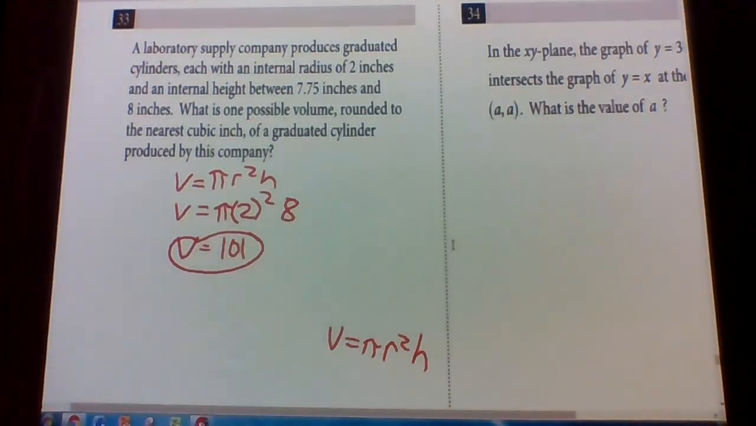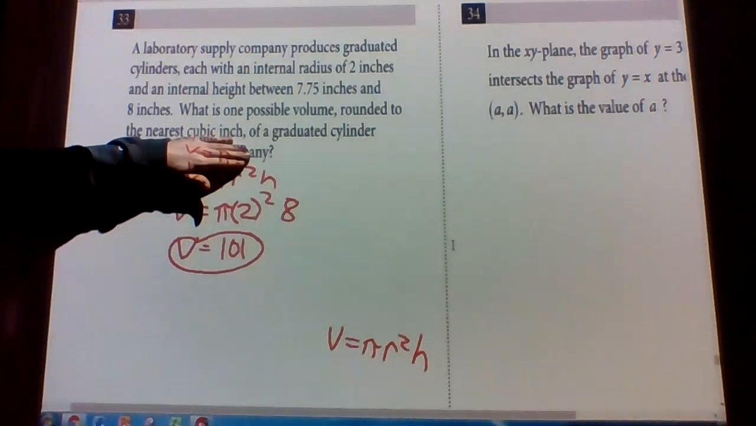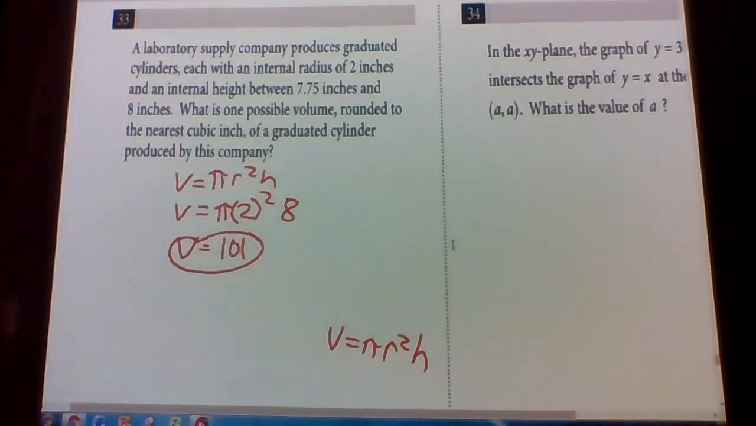But it says to round to the nearest inch. You got to make sure you do that or they're going to mark it wrong. You got to do what the question asks.